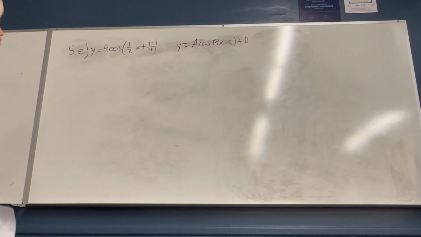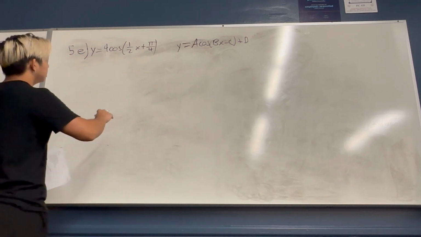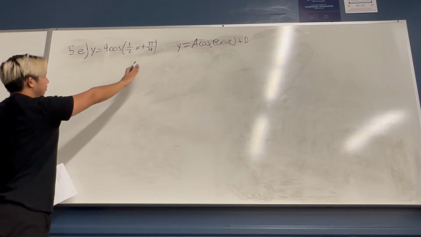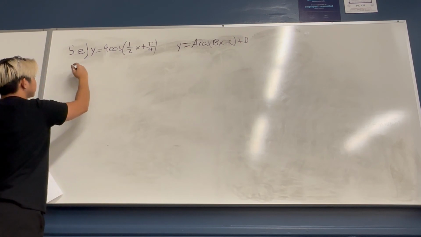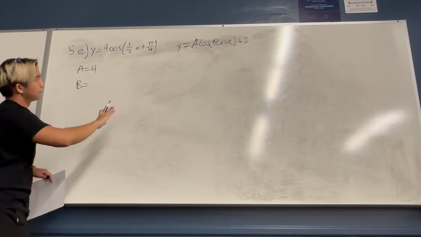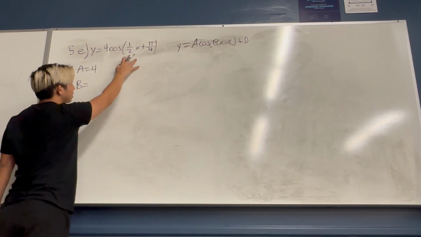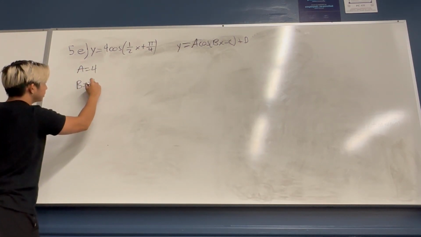Okay, cool. So again, I want to fill in the blanks and answer a, b, and c. If you look here, what's our a? We have a 4 here, so a equals 4. So what's our b now? It'd be the bx, and what do we have here? We have a half. So our b is half.